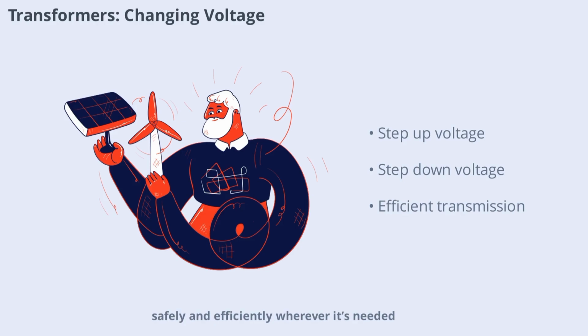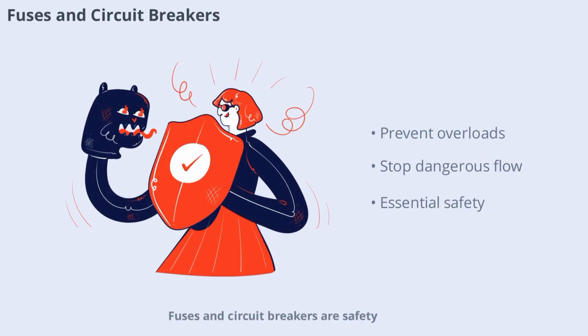Fuses and circuit breakers are safety devices that protect electrical circuits from overloads. If too much current flows, a fuse will melt or a breaker will trip, stopping the flow of electricity and preventing damage or fire. These devices are essential for keeping homes and businesses safe from electrical hazards.